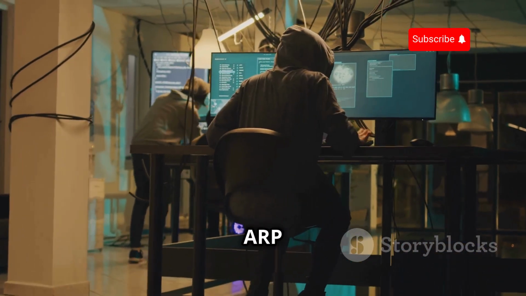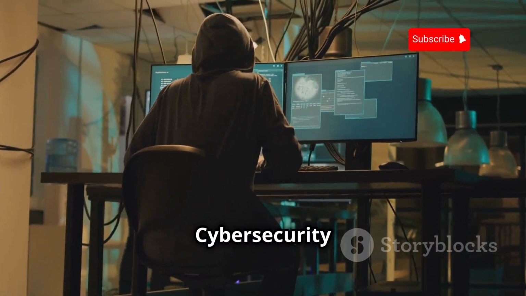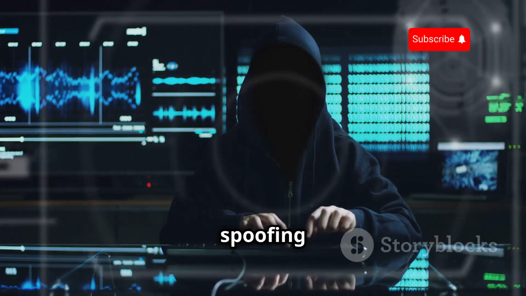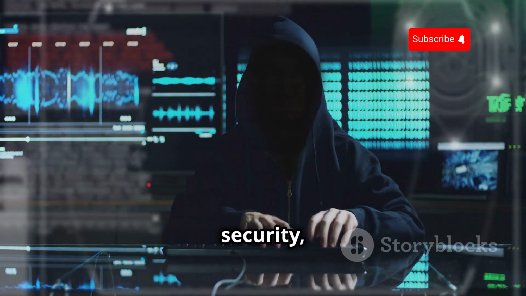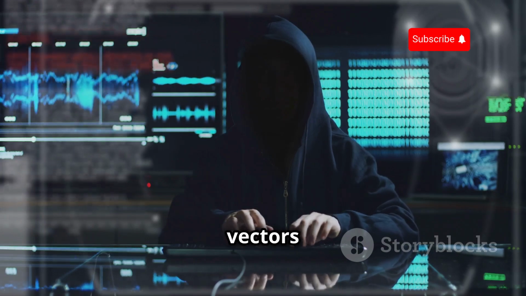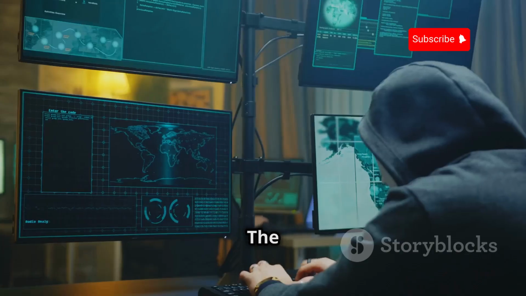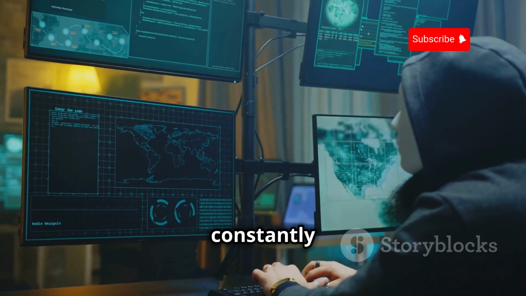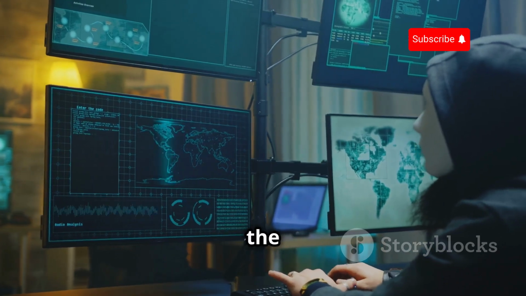Section 8. Beyond ARP Spoofing, exploring other cybersecurity threats. While ARP spoofing is a significant threat to network security, it's just one of many attack vectors that malicious actors can exploit. The cybersecurity landscape is constantly evolving, with new threats emerging all the time.